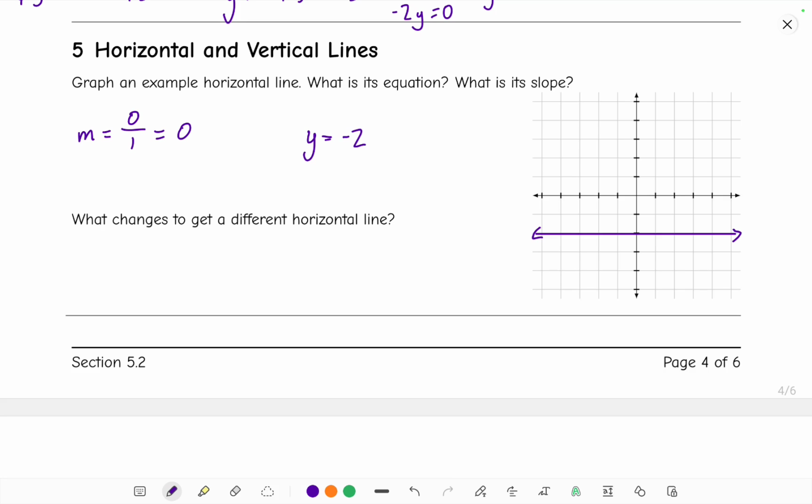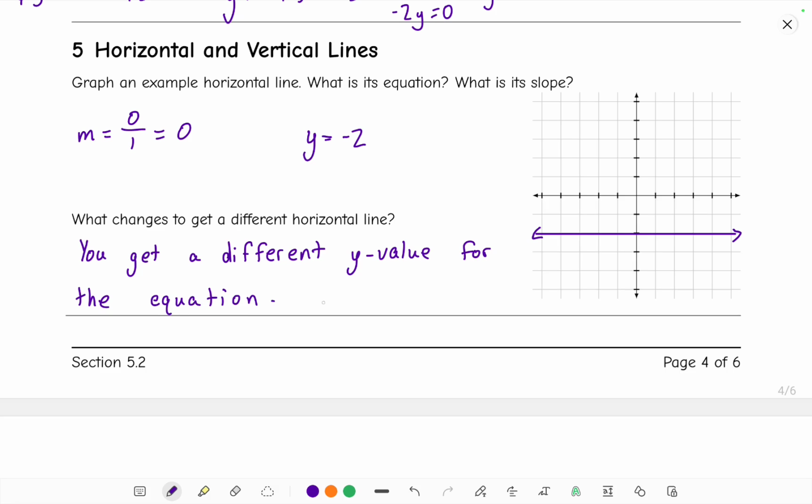If we were to plot a different horizontal line, what would change? Would the slope change or the equation? Well, if you plot a different horizontal line, the slope stays the same. You only get a different equation. In particular, you get a different y value for the equation. So we usually say the equation of a horizontal line is y equals b, some constant.